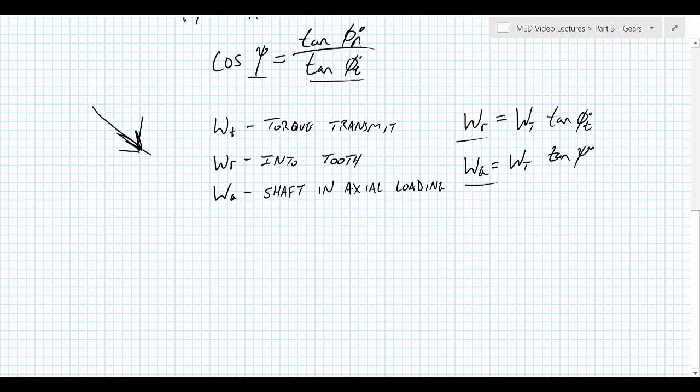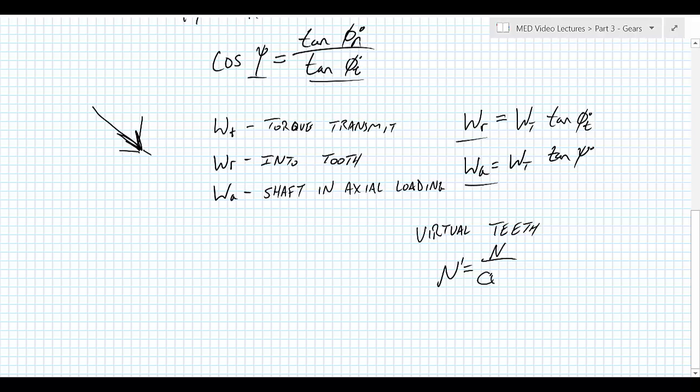All right, recall for helical gears, we had this concept of virtual teeth, where N prime, the number of virtual teeth, is the actual countable number of teeth divided by the cosine cubed of the helical angle. This is mainly used in finding the Lewis bending factor, and the reason is the Lewis bending factors are based on spur gears, and helical gears are not exactly like spur gears.